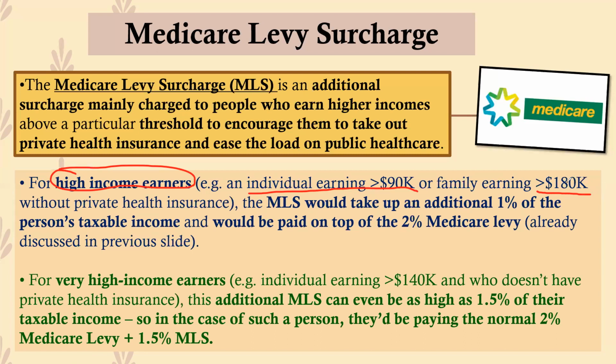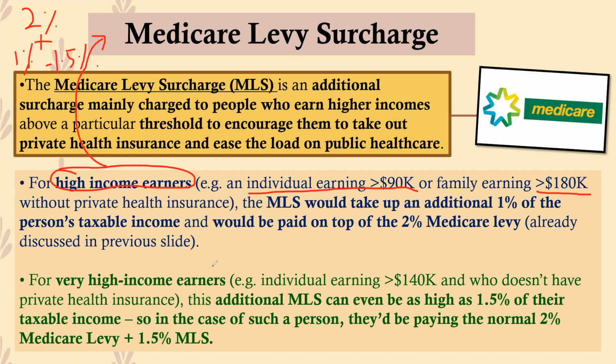Okay, and we know that there are a lot of individuals and a lot of families who actually earn these amounts, and they would be paying the Medicare levy surcharge. So they pay the base charge, which is 2%, and on top of that, they're paying an additional 1% or 1.5% there.